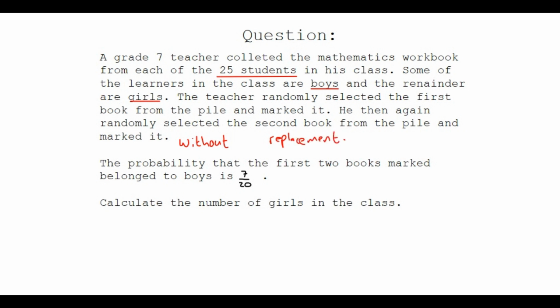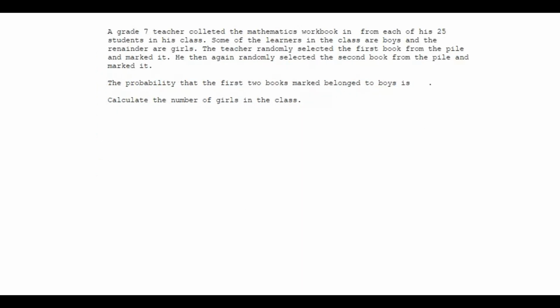Then they say the probability that the first two books marked belong to boys is 7 out of 20. So what are they telling us there? If both books belong to boys, then it is the B group. And they ask us in the question, calculate the number of girls in this class. To jump right in, we know we need a tree diagram. Let's use blue for boys and purple for girls.